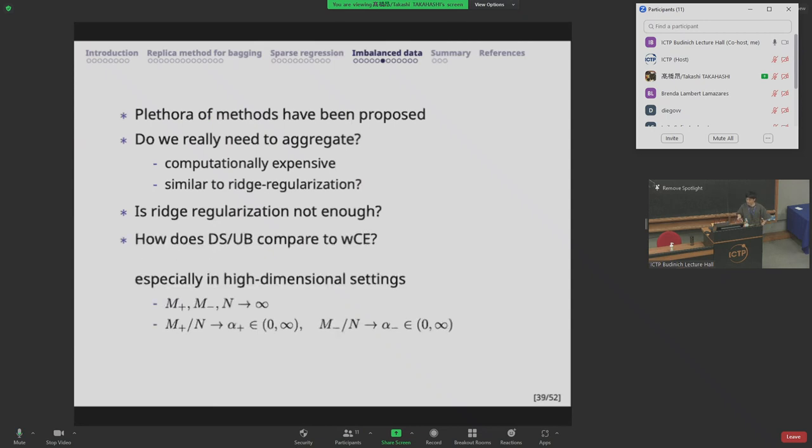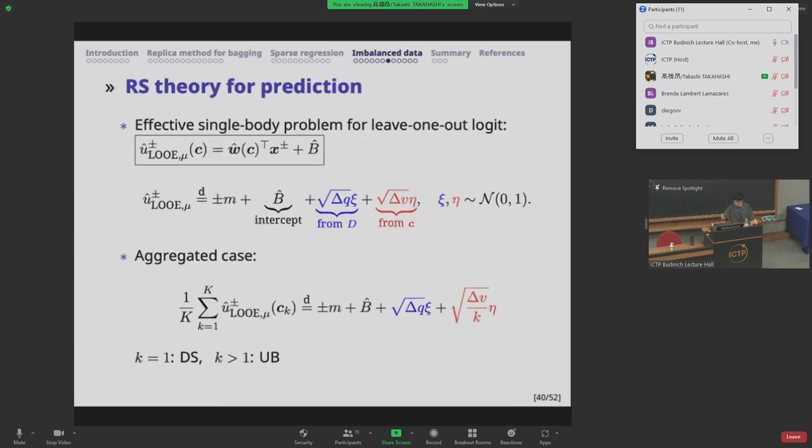And I also want to know if the sampling procedure is better than the cost-based one or not. I think when there are many data points in the classical asymptotic regime, the sampling approach and the cost-based approach would not be so different, but things in high-dimensional settings may be very different. So I'd like to consider this kind of proportional limit. Again, we can construct a single-body problem for this kind of problem.